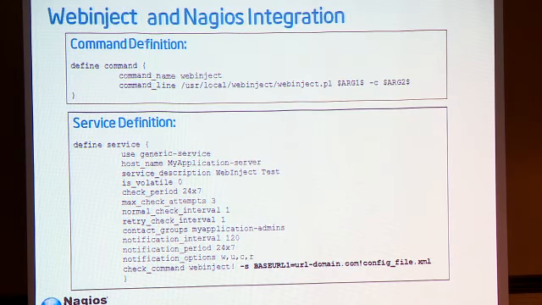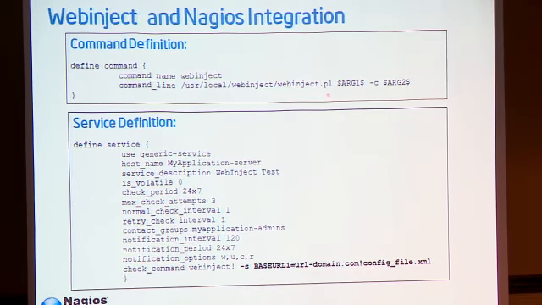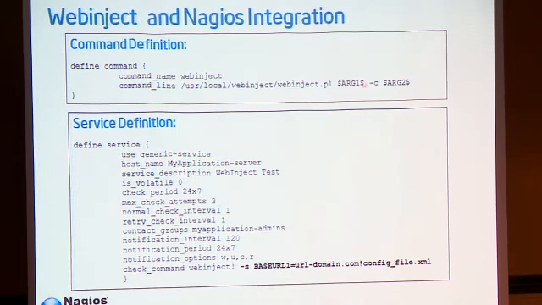How can we integrate WebInject and Nagios? Well, you just have to create the command. It's pretty simple. Just call the WebInject file, and you can add some kind of arguments. In this case, what we are using is arg1, which is all the variables that the WebInject can receive, and -c is the config file that you are going to use.